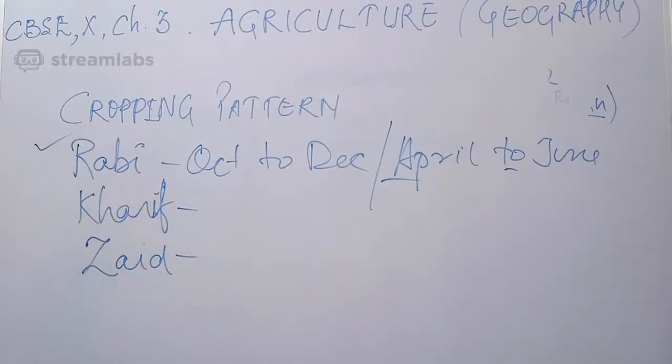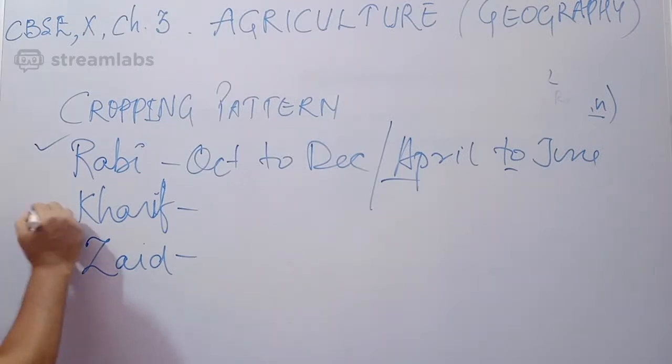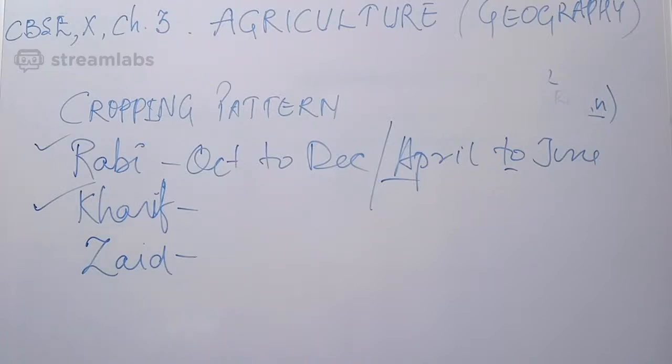Rabi crops are clear. Priya, Siddhant, the other people, this Rabi is clear. Now I am moving to Kharif. Now children, I am moving to the Kharif crop. Kharif crops are grown with the onset of monsoon.